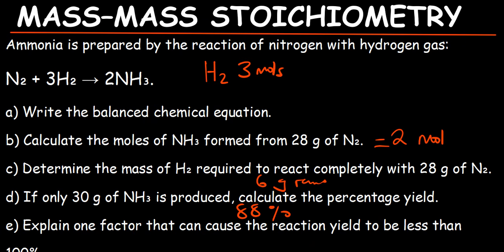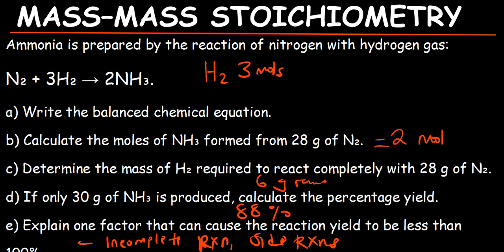Then E, we're told to explain one factor that can cause the reaction yield to be less than 100%. There are a lot of factors. Number 1, incomplete reactions, where maybe reactants don't completely react. Also some side reactions. You can also have loss during handling or even purification. Those can also alter the percentage yield you're going to get at the end of the day.